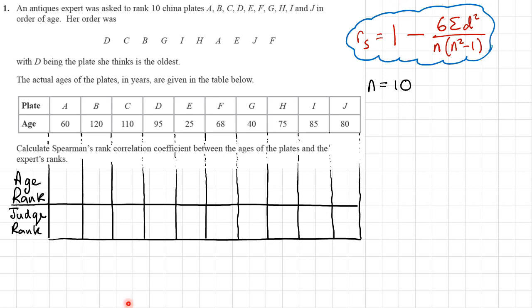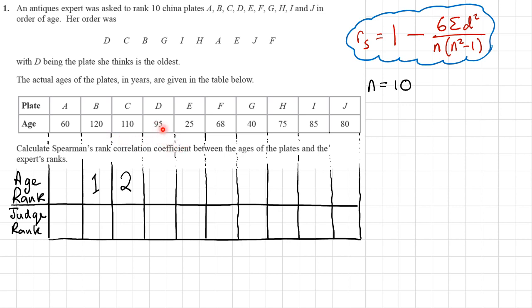So what I'm going to do now is add a bit to the table where I write down the actual age rank and the judge's rank, where the oldest is going to be ranked 1 down to the youngest plate, which is going to be ranked 10. So starting with the age rank, the oldest is plate B, so that's going to be ranked 1. And then next is C, that's going to be ranked 2. And then we've got 110 after that.